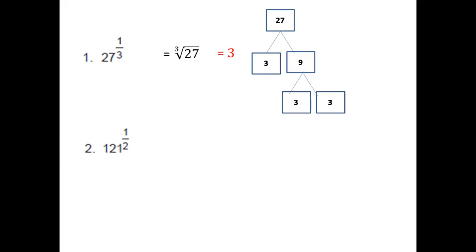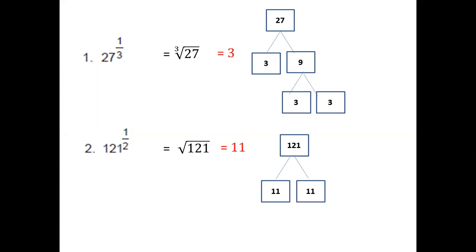So 121 to the half, the exponent is half. How do I rewrite the question? We have the root of 121. Why didn't I put the 2 here, the denominator or the index? Because this root by itself means 2, so we don't write another 2. If the root is alone, you have to think that there is a 2 here. So which number multiplied 2 times gives us 121? The only number is 11. So the square root of 121 is 11.